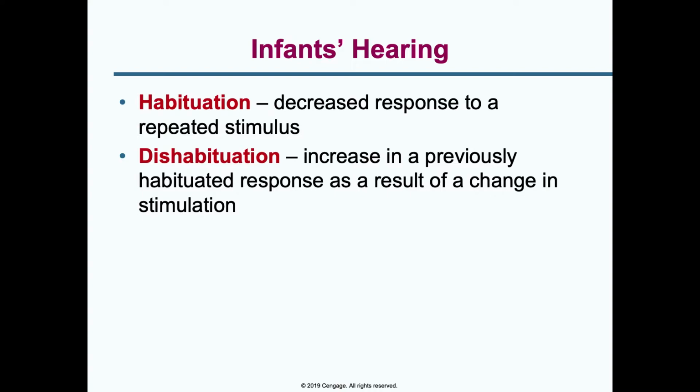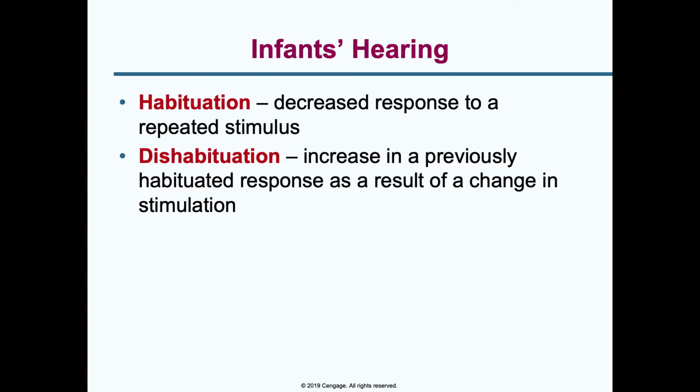Habituation is when an infant hears a certain sound and increases their sucking rate, and then we repeat that sound or stimulus, and they become accustomed to it, or it becomes a habit for them to hear that, and their sucking rate decreases. That's called habituation. And then dishabituation is when a new sound is introduced, and the sucking rate increases again. So there's a bit of a change there.